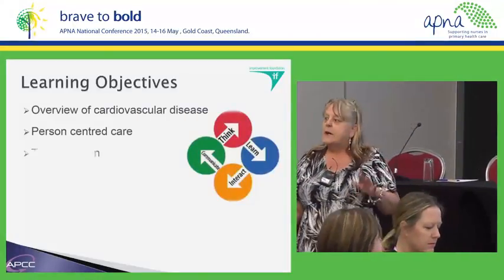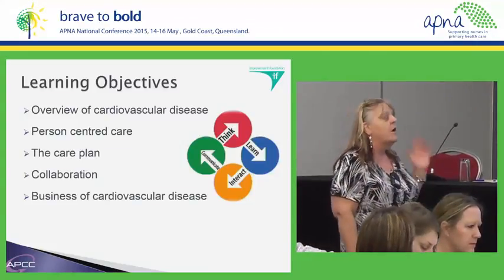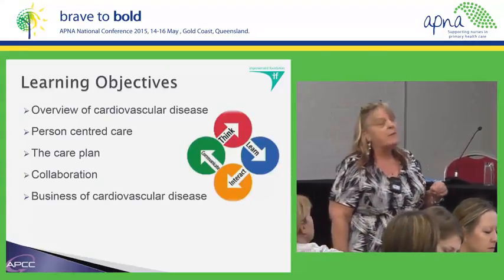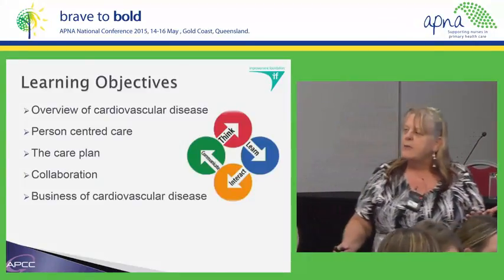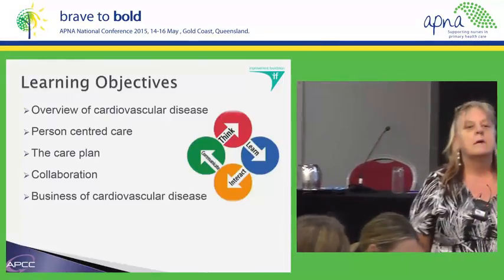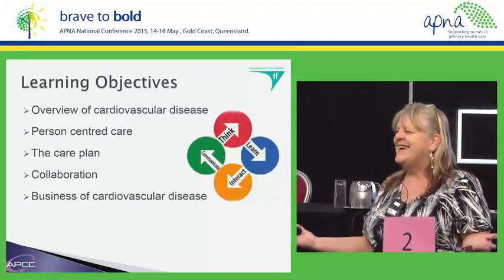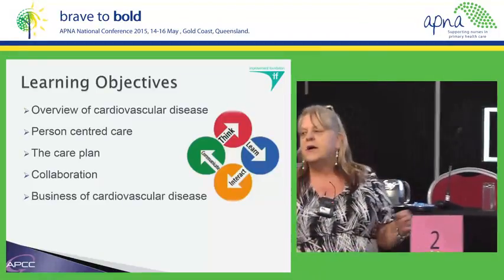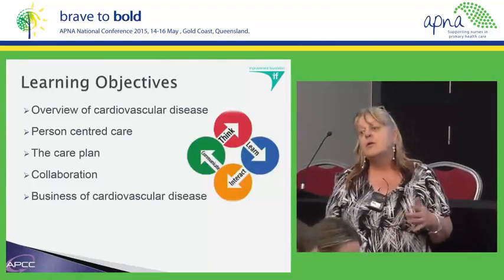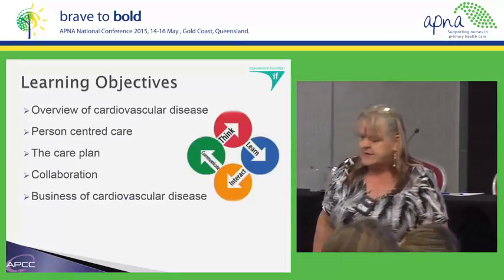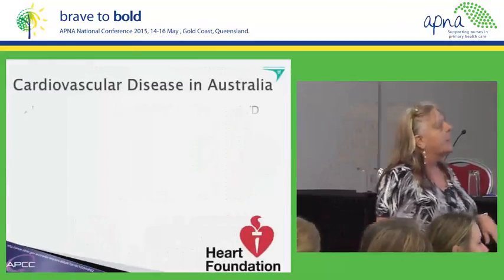Okay, learning objectives. Because we are focusing on cardiovascular disease, we'll have a look at an overview, the person-centred care, the actual care plan itself, collaboration and what this means. Who do we collaborate with when we do care plans? Often we say the allied health practitioner, but definitely the patient's a really important one. And we'll have a look at the business of cardiovascular disease as well. If you have any other questions, please ask as we go along.